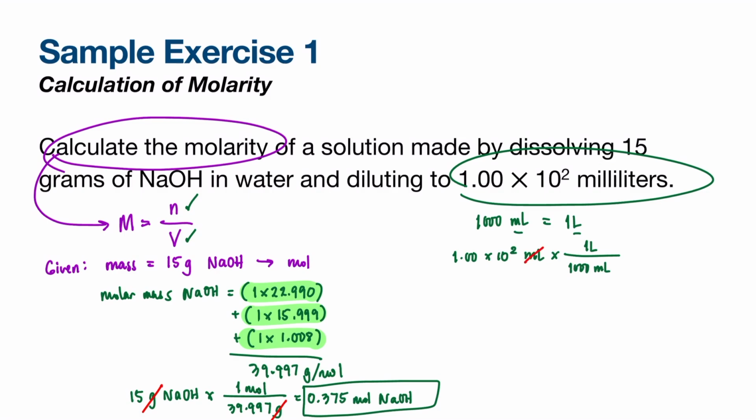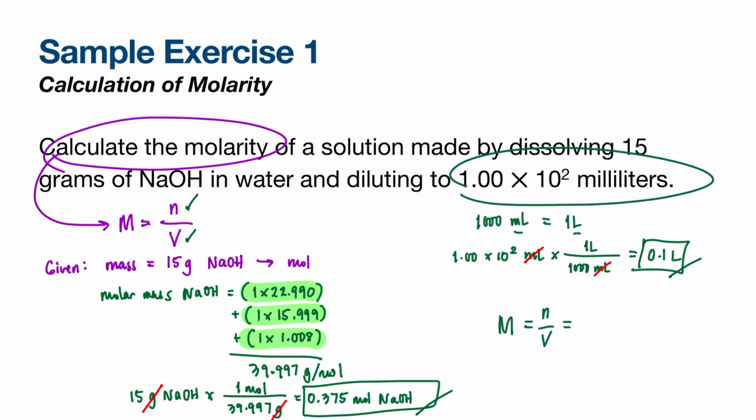So we can cancel this, and then 1 times 10 raised to 2 times 1 divided by 1000 is equal to 0.1 liters. Now that we have the moles of solute and the volume of solution in liters, we can solve for the molarity of the solution.